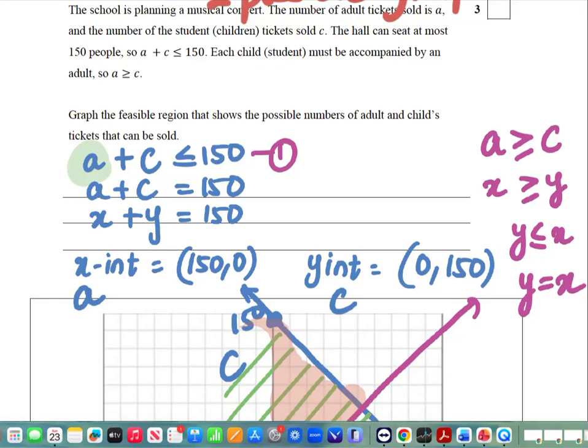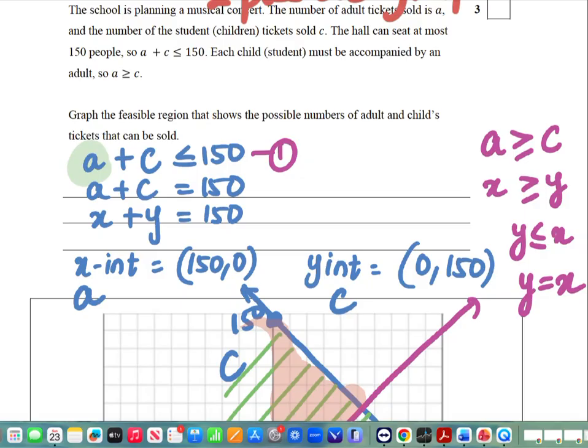Hello everyone, in this video I'm going to talk about graphing linear inequalities, but these are simultaneous linear inequalities. Okay, so here's a very good example and a very practical analyzing question for you guys. The school is planning a musical concert.